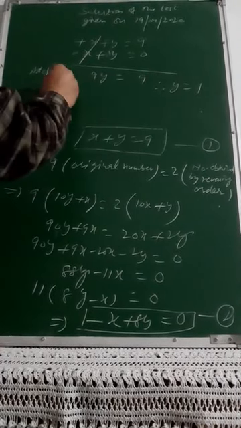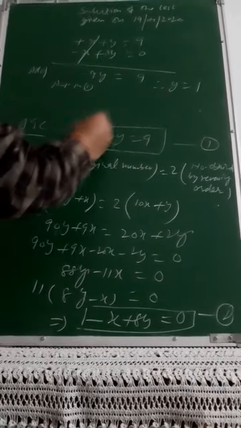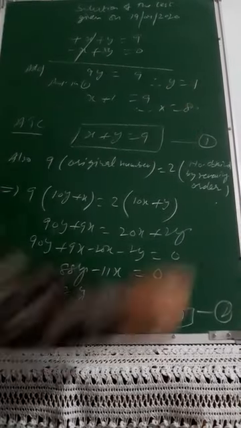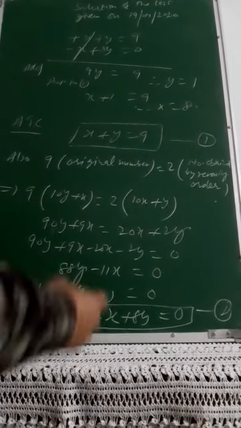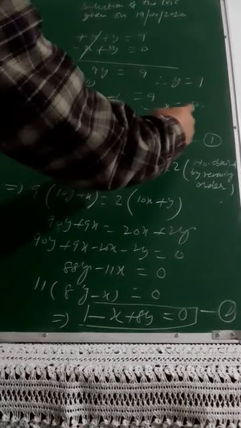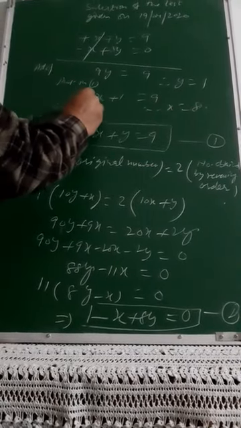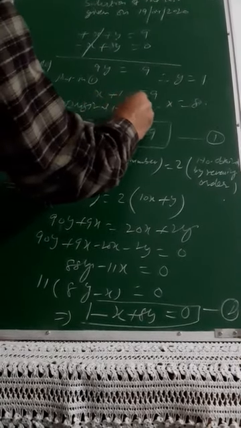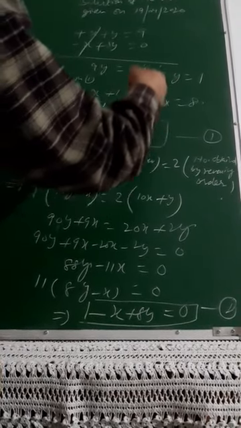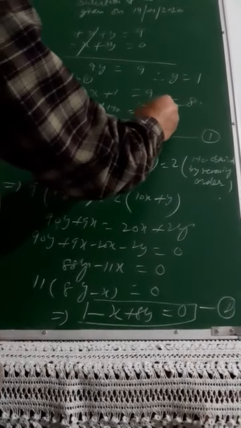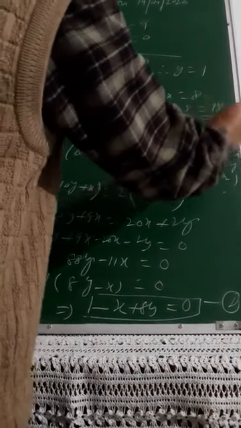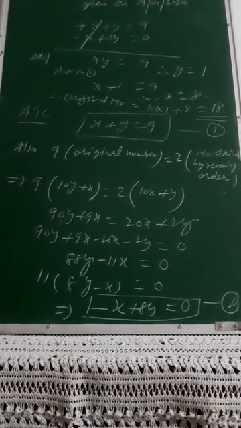If you put y is equal to 1, what happens? x plus 1 is equal to 9, so therefore x is equal to 8. So what was the original number? Your answer will be 10 into 1 plus 8. So therefore the original number will be equal to, always put y and x in the original number. That was step number 3 of your answer. 10 into y, that is 1, plus x, 10 plus 8, that is equal to 18. So this will be the answer for this question.